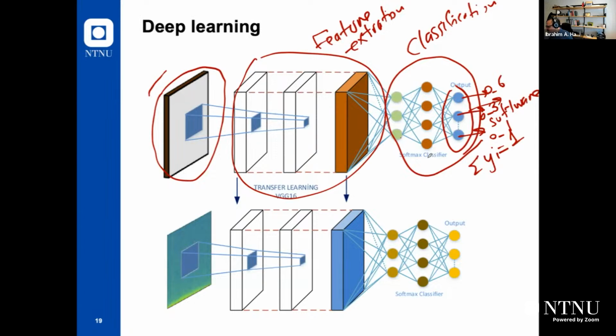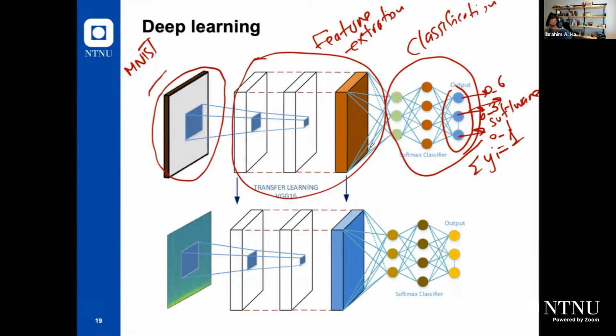Transfer learning, what is transfer learning? In fact, because this feature extraction part is the most time-consuming, most computationally demanding part, usually we prefer to transfer this feature extraction part from one application to another application. So, for example, if I use this model for classifying MNIST, I can train this model for MNIST, and I can transfer this feature extraction part to another application. For example, it could be MNIST fashion.